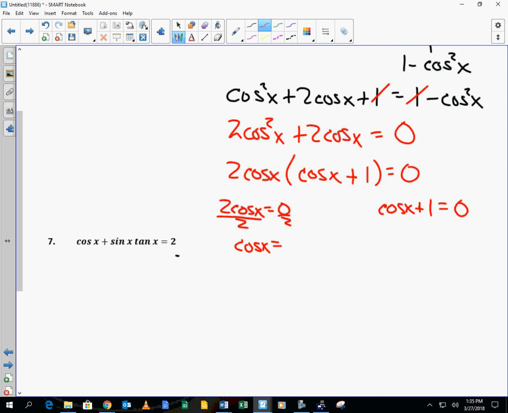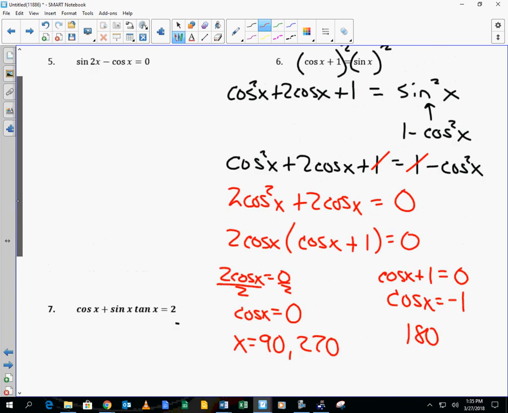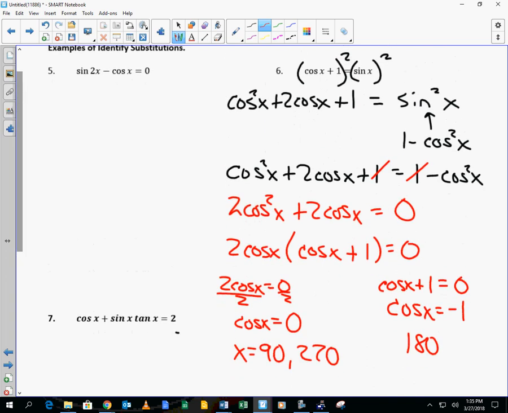So, where is cosine of x equal to 0? Yeah, 90 and 270. And then cosine of x plus 1 equals 0. That means where is cosine of x equal to -1? So it looks like we maybe added a solution that shouldn't be there. We won't know unless we plug it in. So let's go back to the beginning.